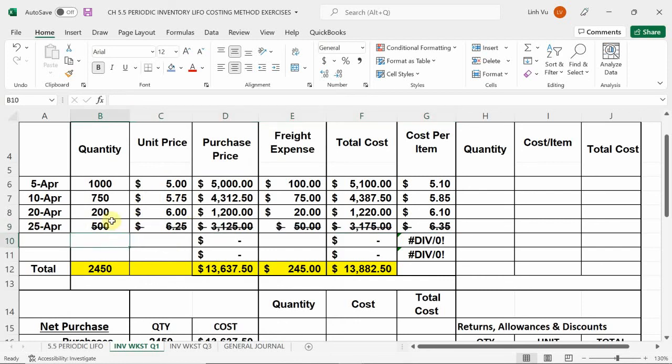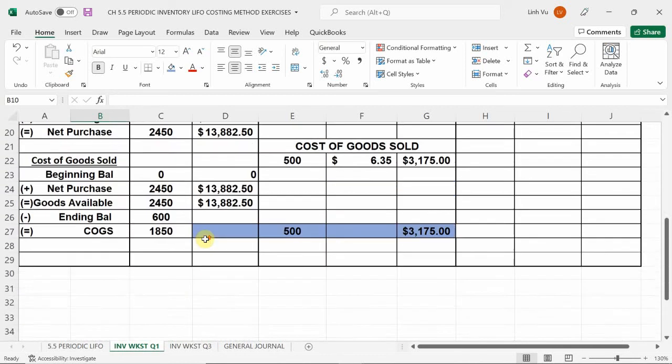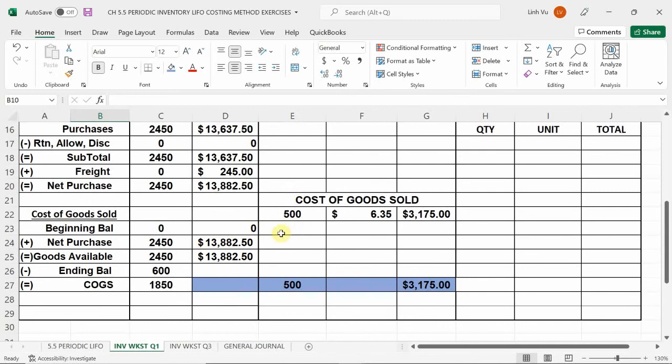So the next one here is, which batch of inventory am I going to take from next, using the rules of LIFO? Second newest one, which is April 20th for 200 units. So in this case, 200 units is less than what I actually need to sell. I need to sell 1,300. I can get rid of this entire batch of 200.